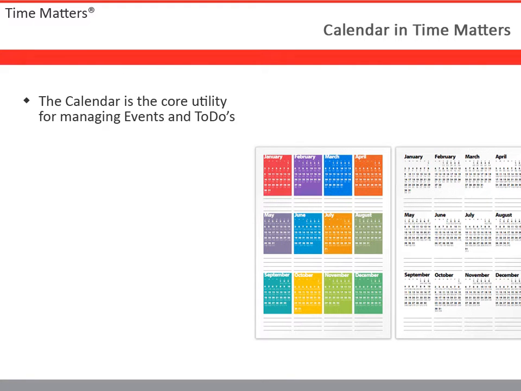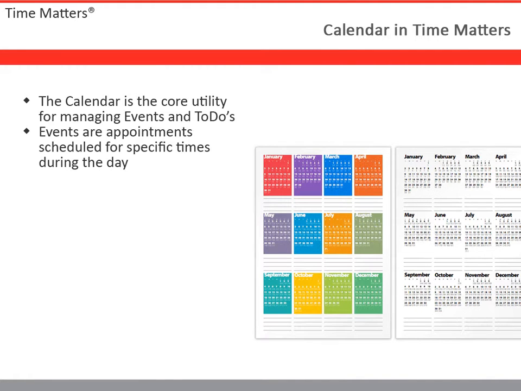The calendar is the core utility for managing the many events and to-dos within the firm. Events are appointments that are scheduled for specific times during a day, whereas to-dos are tasks needing to be performed at some point during the day.